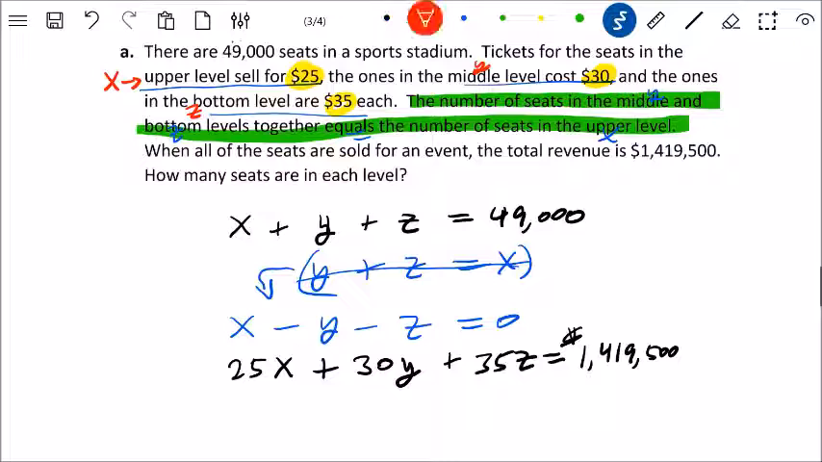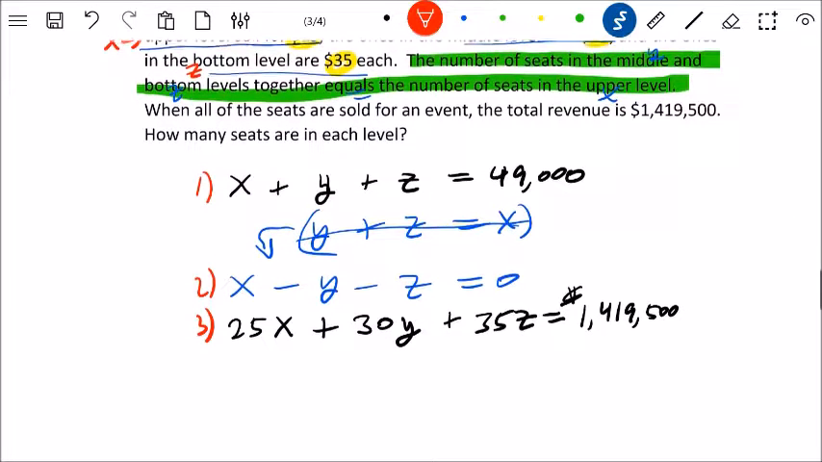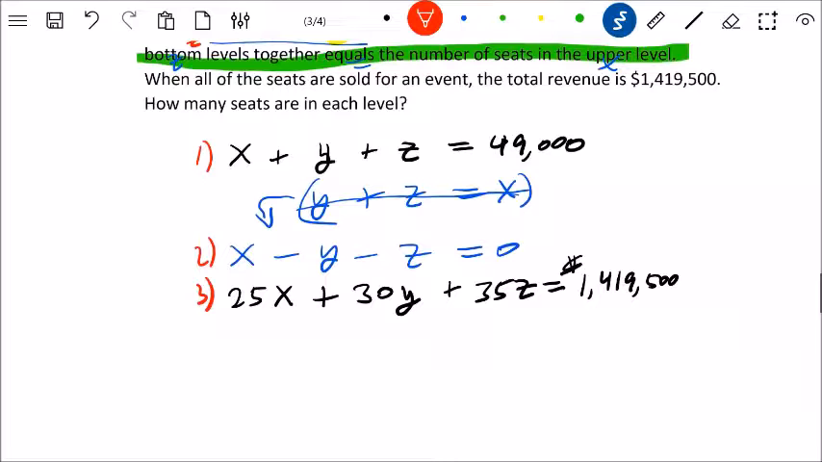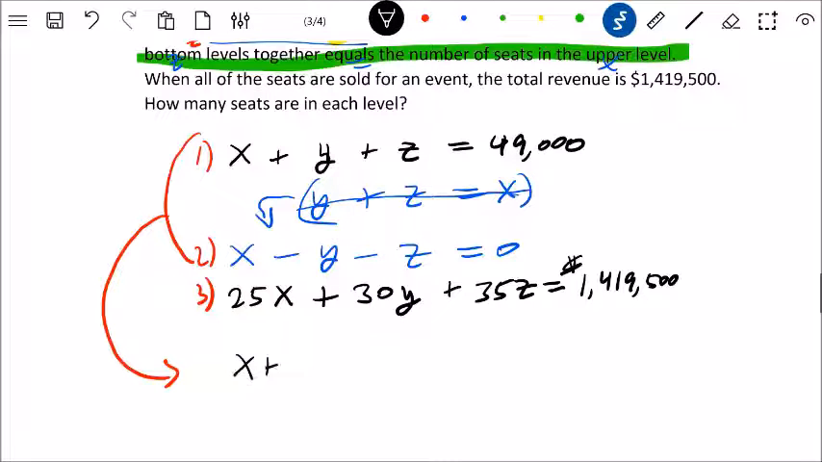Now we have 3 equations: 1 equation, 2 equations, 3 equations. And what we can do now is solve the problem. Something sometimes happens with these types of problems. Look at what happens with these two. I'm going to write them out. X plus Y plus Z equals 49,000, and X minus Y minus Z is equal to 0.